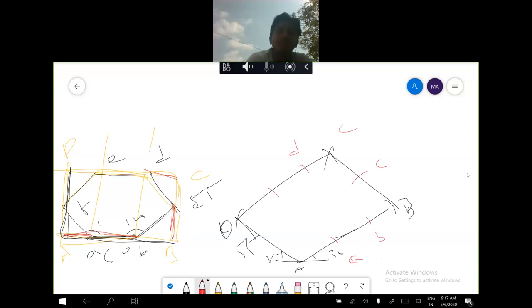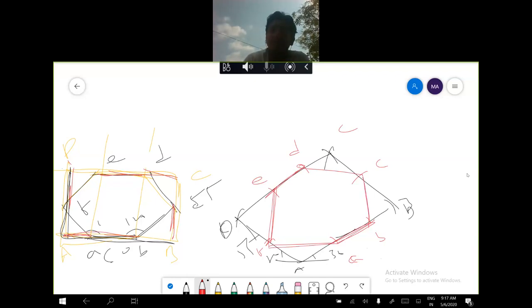C to E I will measure here, cut an arc here. I will get a E point. From D to this point I will measure here and cut here. I will get a F point. I will join all these points with this one. I will get a hexagon.